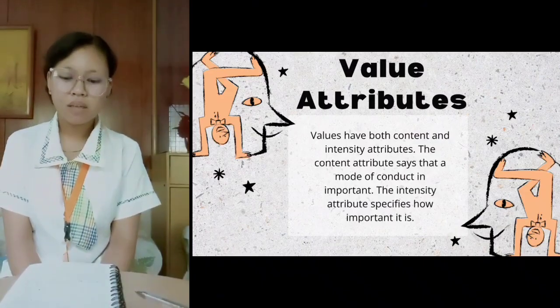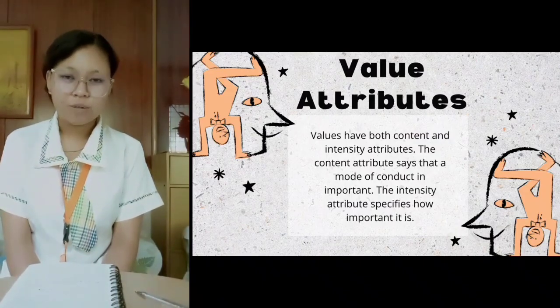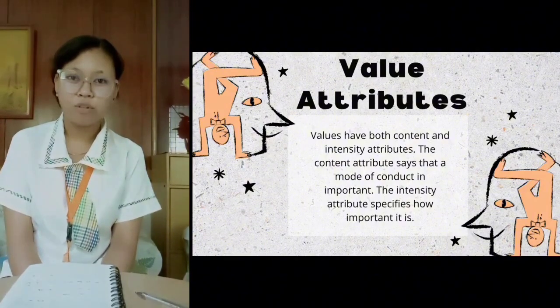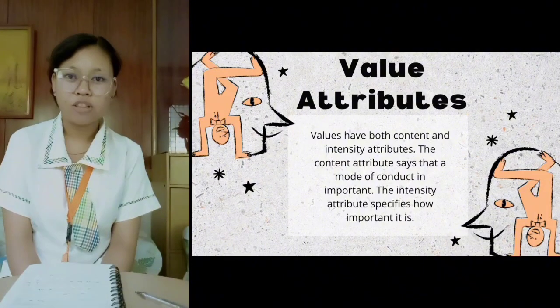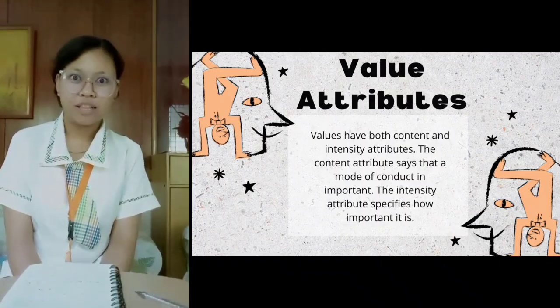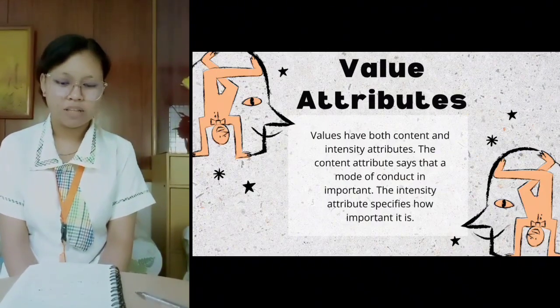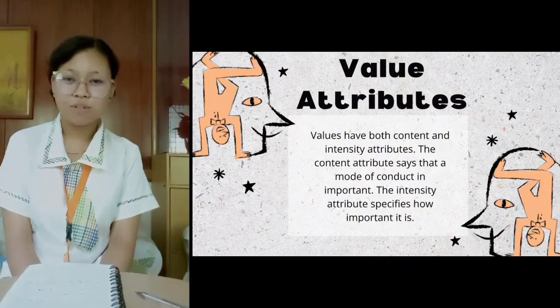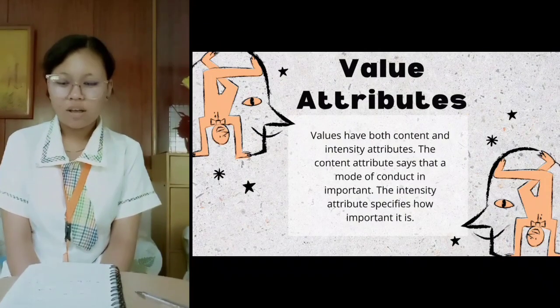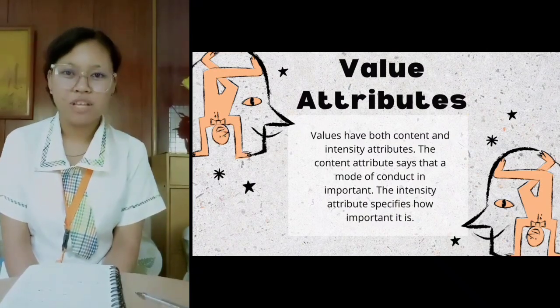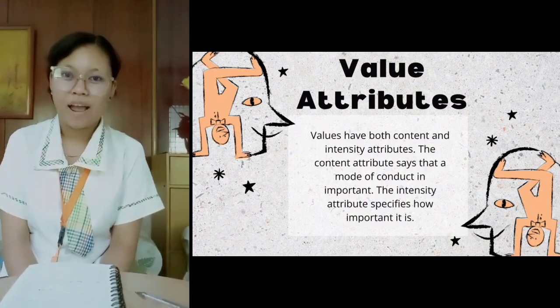So content attributes means that a mode of conduct is important. When we say mode of conduct, our actions are important. Then the intensity attribute specifies how important it is. So if the content attribute is our actions, that our actions are important, the intensity attribute means how important our actions are. Like, for example, family.